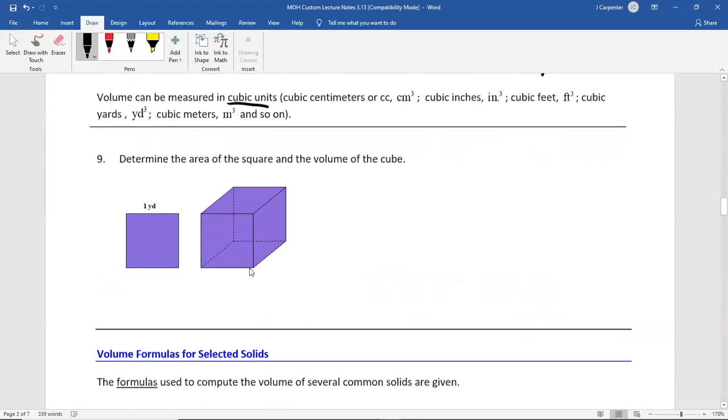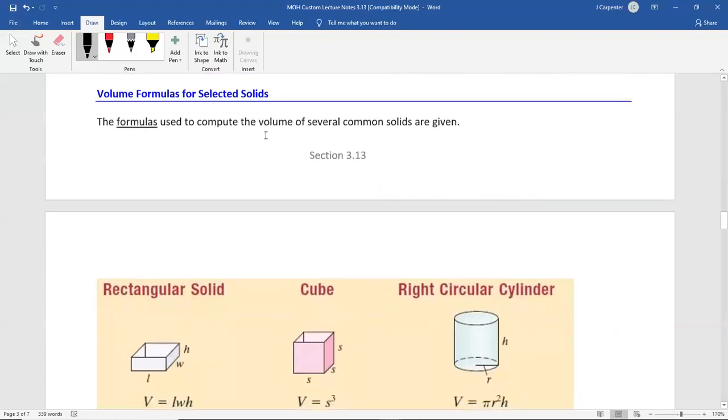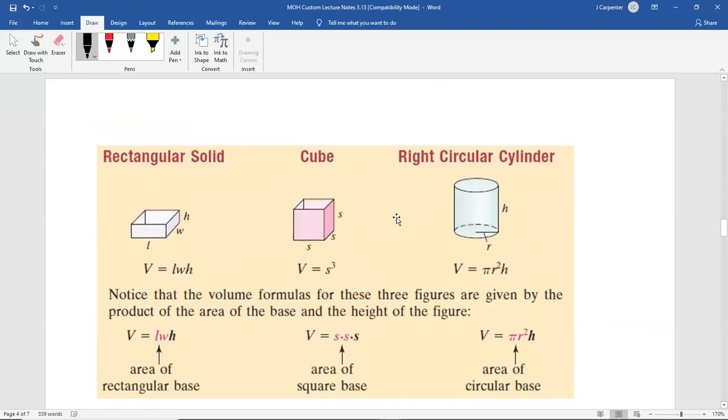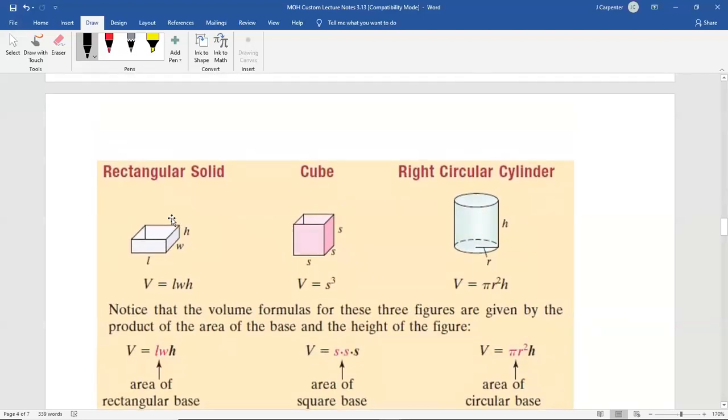So once again, we'll have some formulas. Here are the formulas used to compute the volume of several common solids. We have our rectangular solid, basically a box, probably an Amazon box right about now. That's all we're really getting, right?